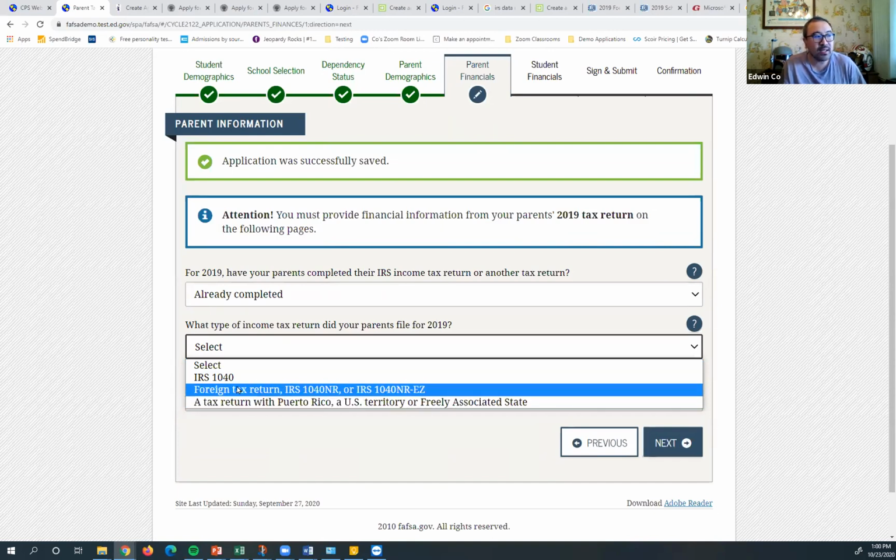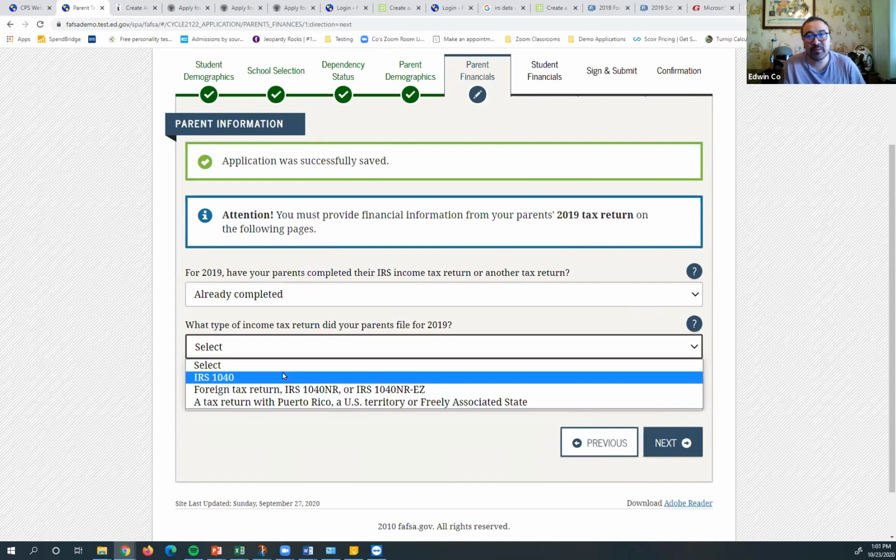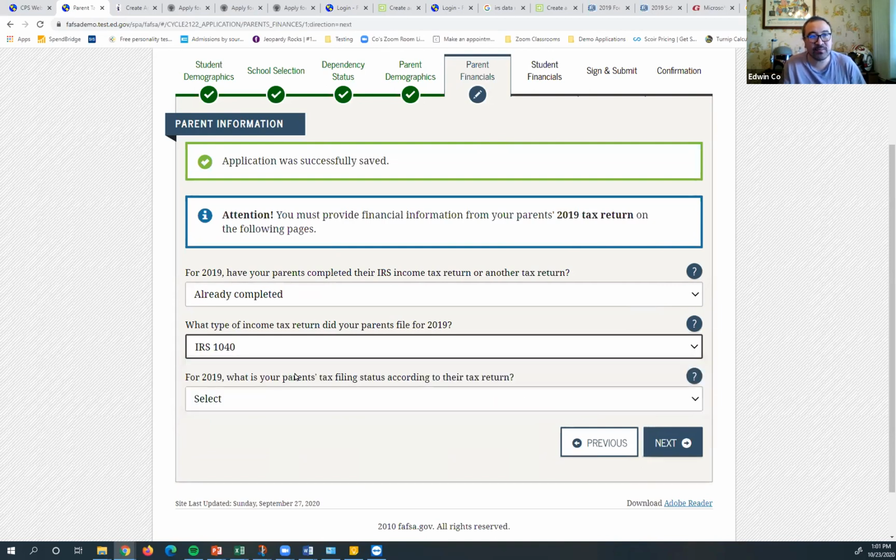Second one is a foreign tax return, 1040 NR or NREZ. Most parents are going to be filing a 1040. The taxes simplified supposedly a couple years ago, so most likely they're doing 1040.